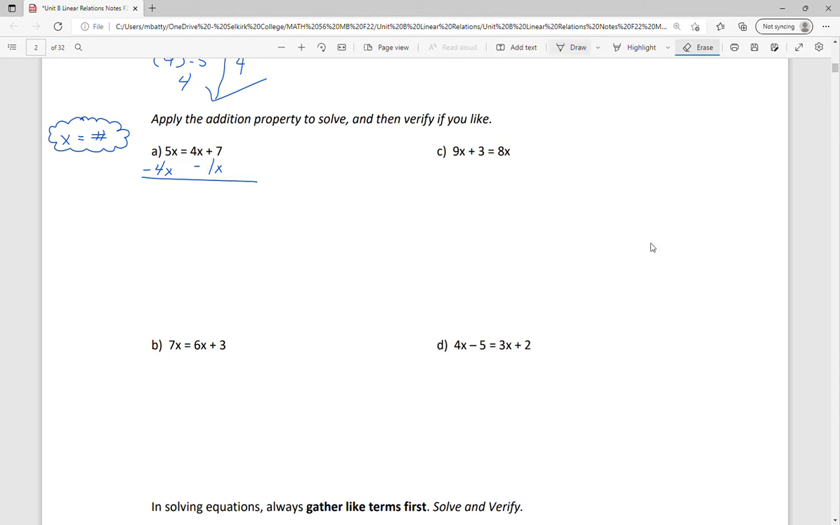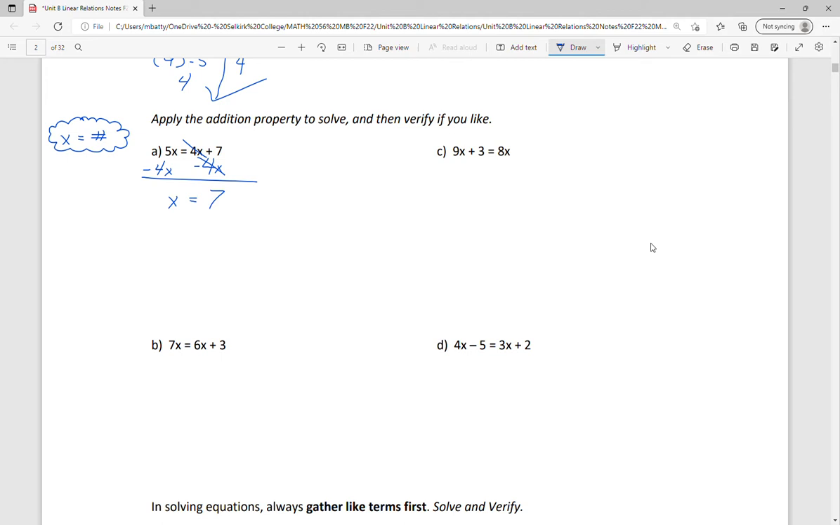Sorry, I was just trying to get rid of that. Okay, so that gets rid of my 4x. 5x minus 4x is 1x, or I could just write that as equal to x. And on the other side of my equation, I have a 7.